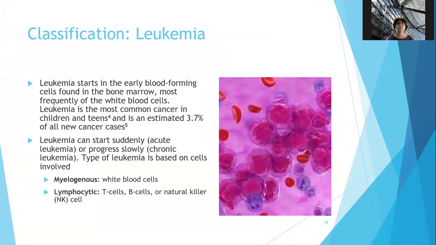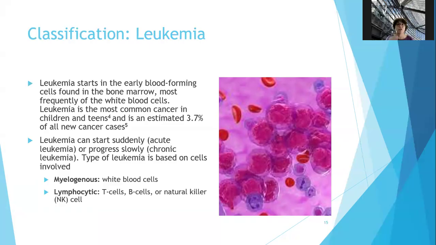Leukemia starts in the early blood-forming cells. It's found in the bone marrow, mostly white blood cells. It's the most common cancer in children and teens, and about 3.7% of all new cancer cases. Leukemia can be sudden onset acute leukemia or insidious onset chronic leukemia, and the type of leukemia is based on the cells involved. So if it's the white blood cells, it's considered myelogenous leukemia, and if it's T cells, B cells, or natural killer cells, it's lymphocytic leukemia.